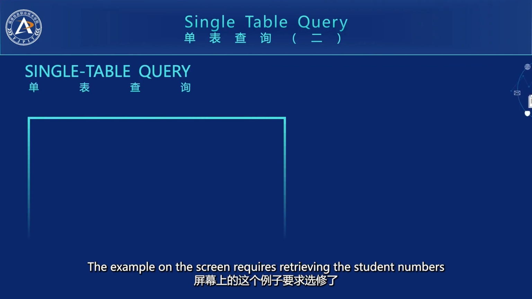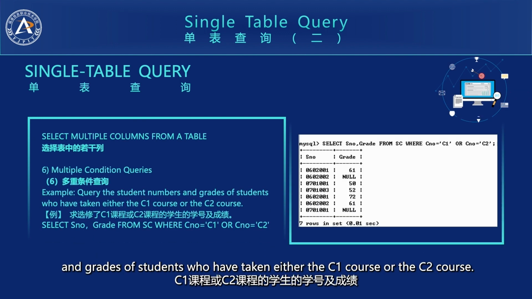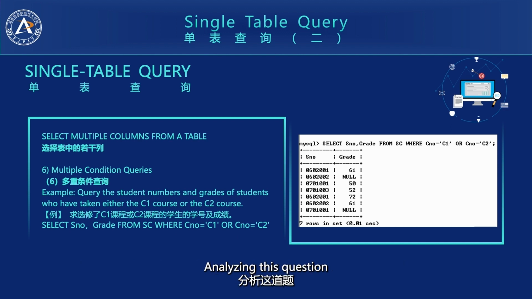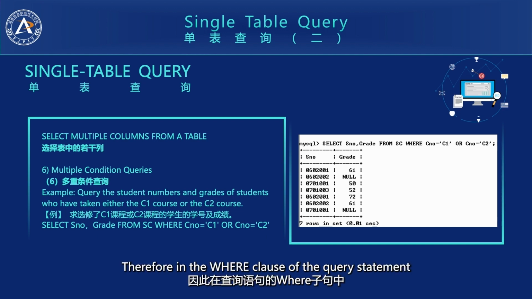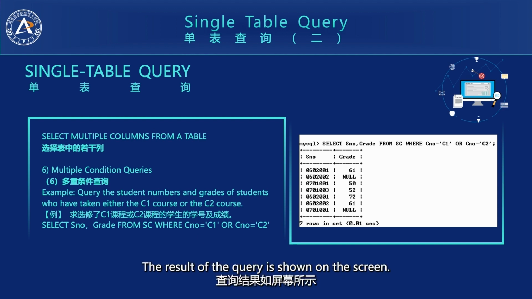The example on the screen requires retrieving the student numbers and grades of students who have taken either the C1 course or the C2 course. Analyzing this question, we are looking for elective information. So the data source is the SC table. We are interested in students who have taken either the C1 course or the C2 course. Therefore, in the where clause of the query statement, we use where CNO equals C1 or CNO equals C2. The result of the query is shown on the screen.